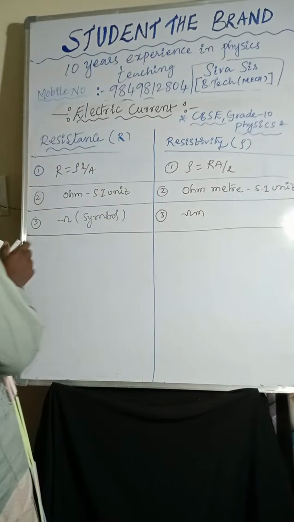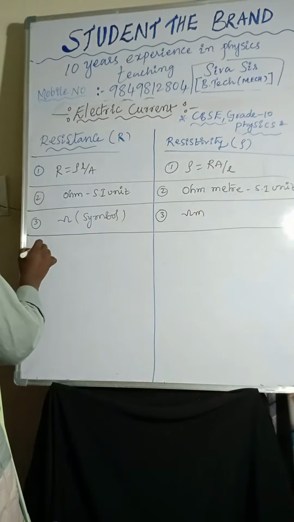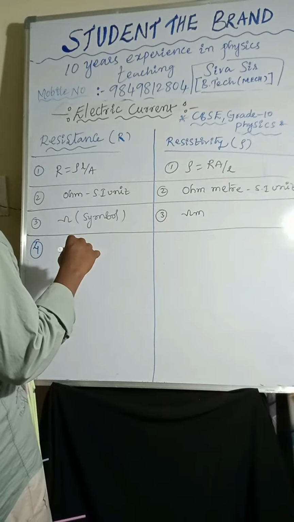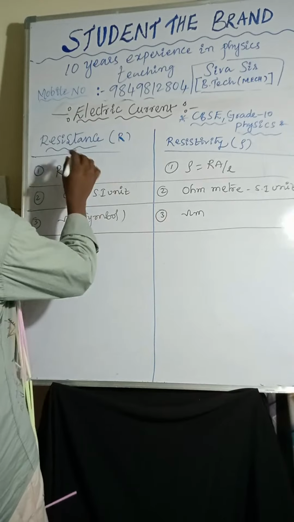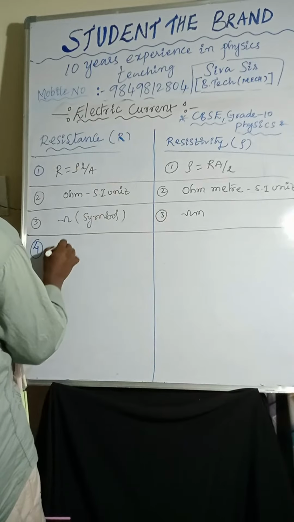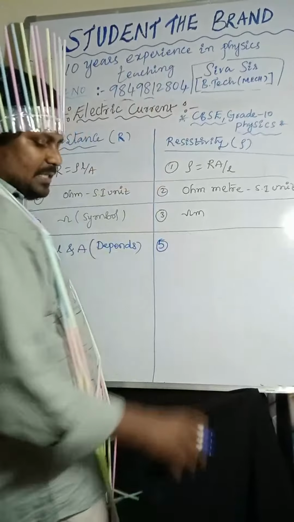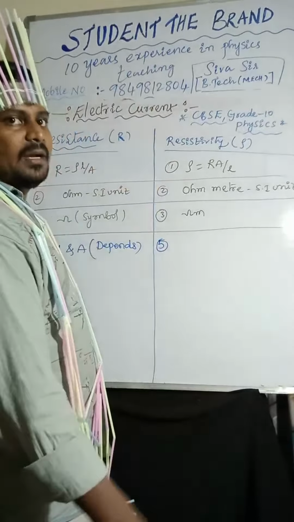Fourth one: resistance depends on length and area. Resistivity does not depend on length and area.